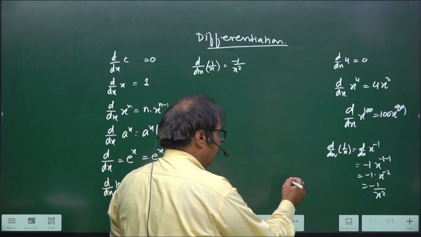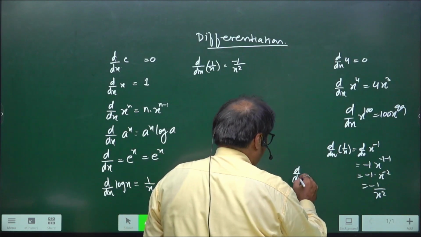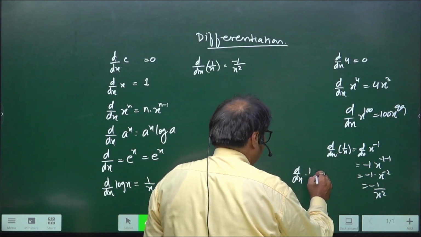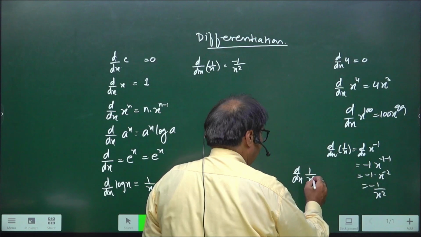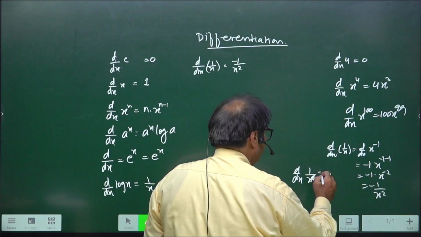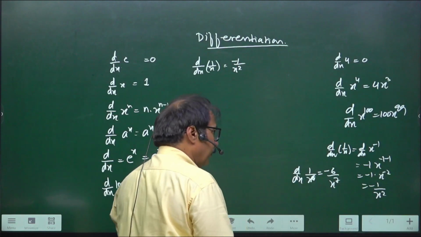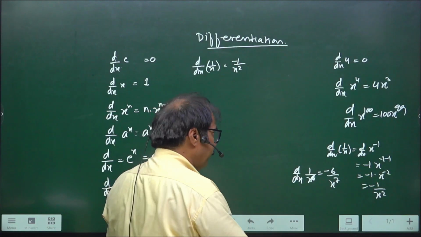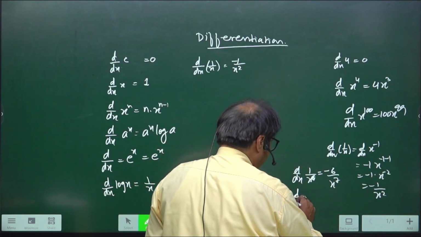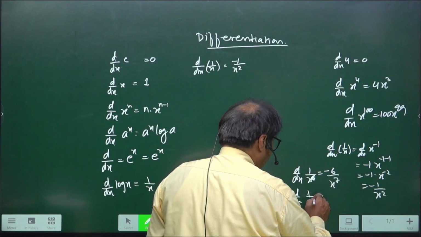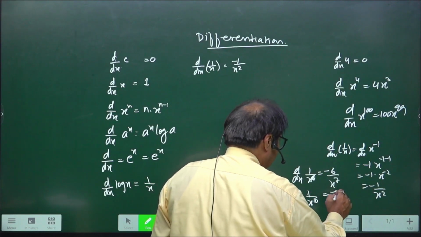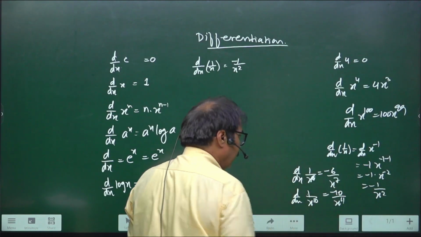For example, the derivative of d by dx of 1 upon x to the power 5: x to the power 6. So we will write minus 5 upon x raised to 6. Very simple technique. D by dx of 1 upon x to the power 10 will be minus 10 divided by x to the power 11.